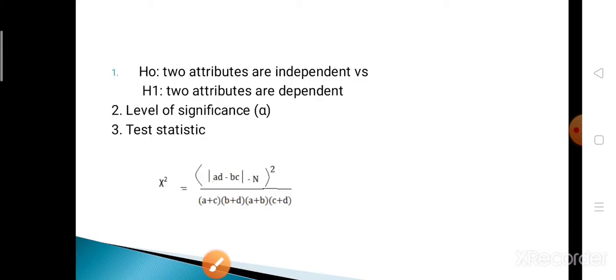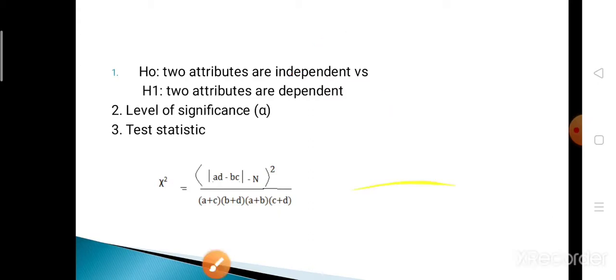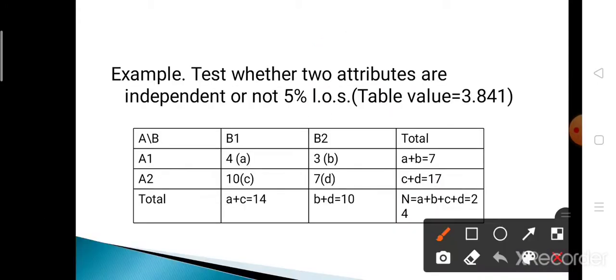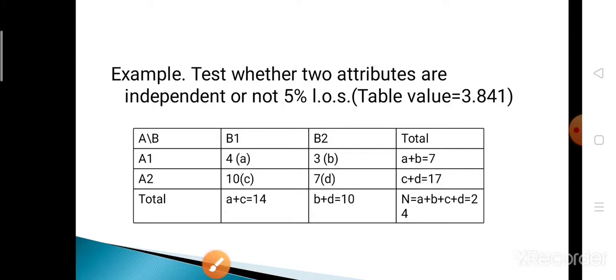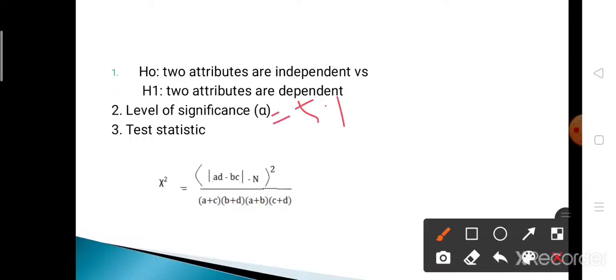So here the H0 and H1 given in the example are: H0 is that the two attributes are independent, versus H1, the opposite of the null hypothesis, that the two attributes are not independent, that is, dependent. Now the second step is the level of significance. The level of significance given in the example is 5%, so here the alpha value is 5%. Now the third step is the test statistic and its calculation.